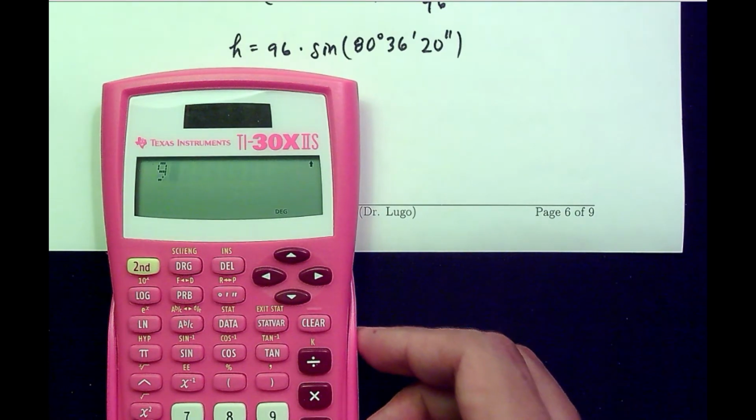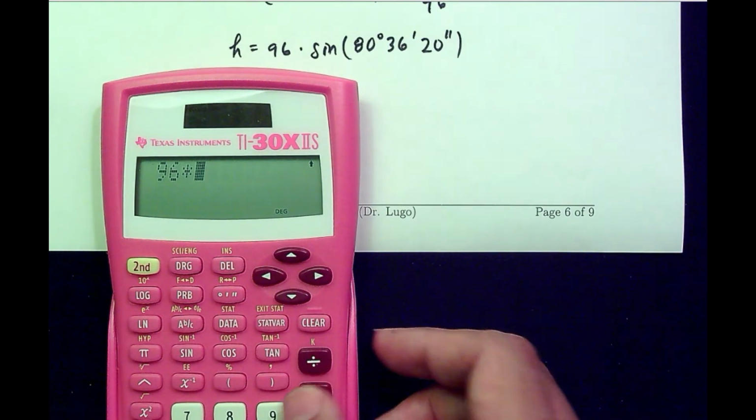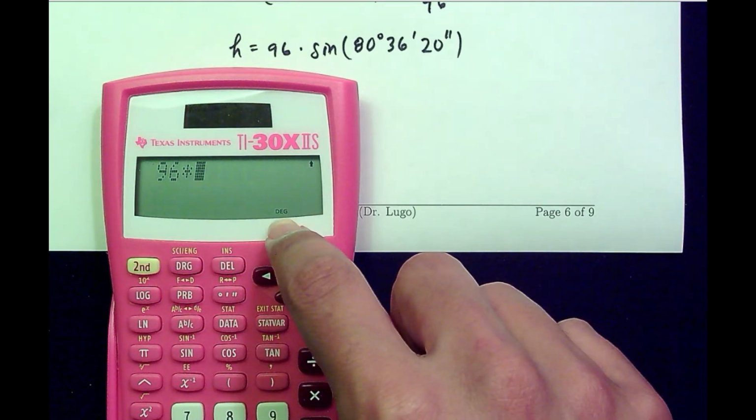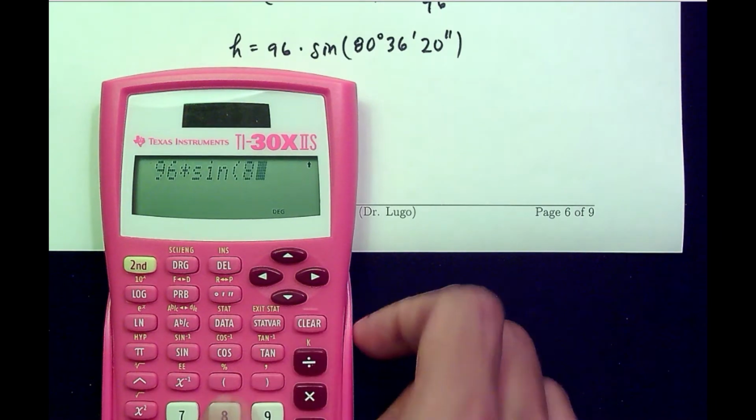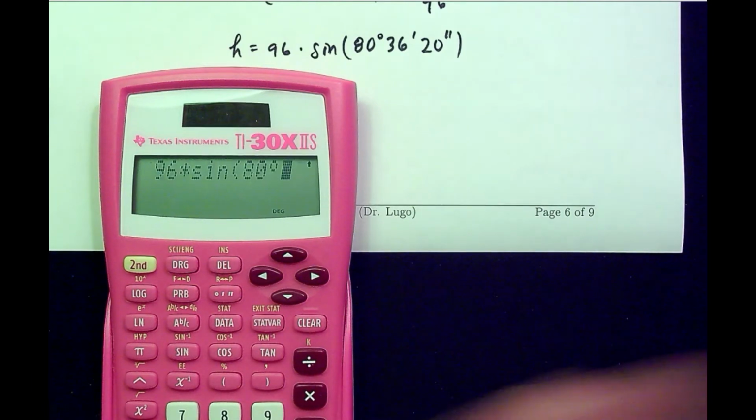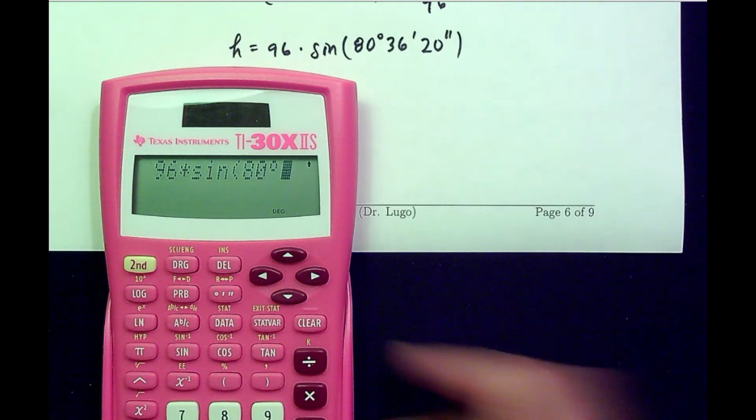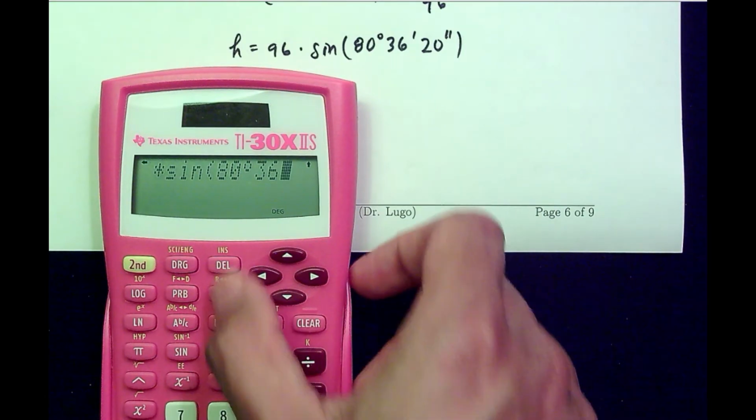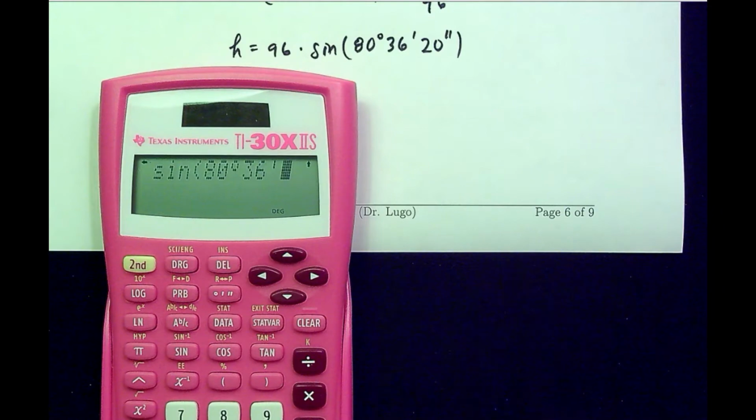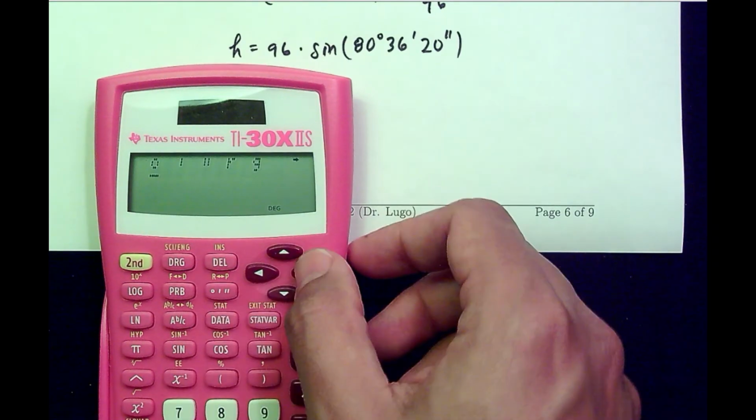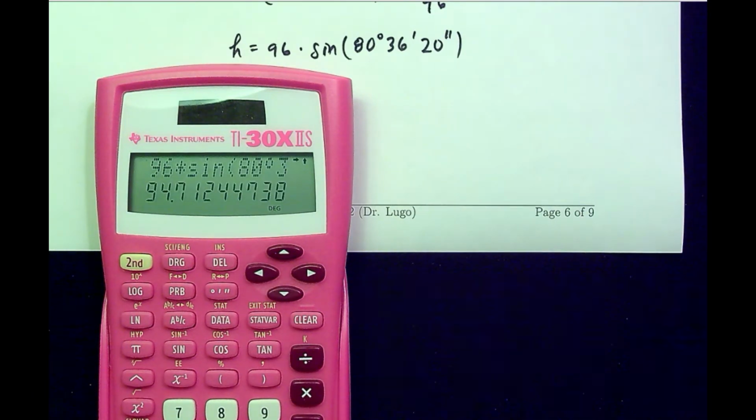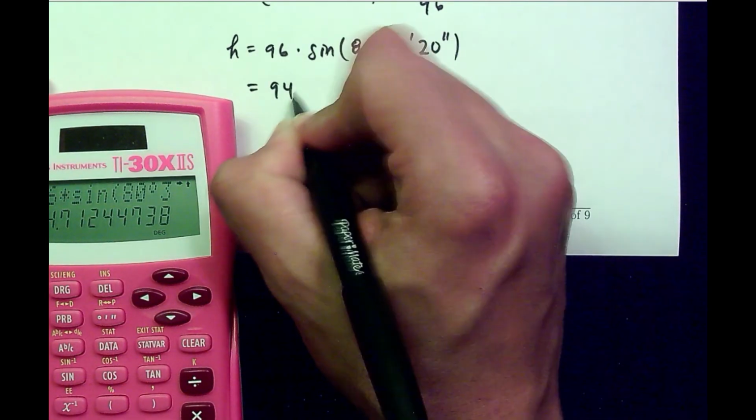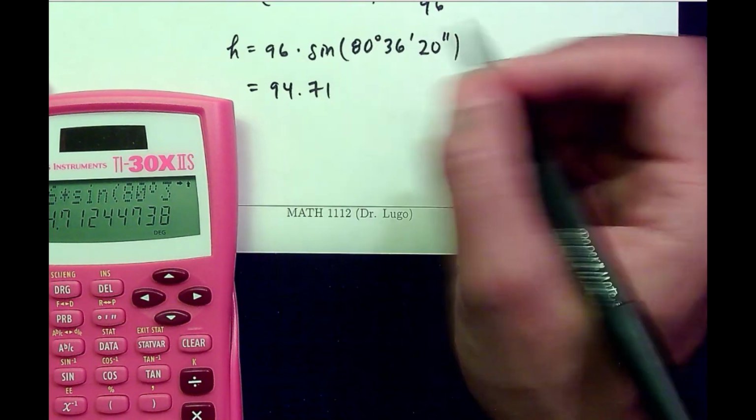So I'm going to enter 96 times, and again make sure it's on degrees. So it is. So times sine, and then 80, and I hit that to enter degrees. And now 36, and I hit that to say it is minutes, and then 20, and I hit that, and I go to seconds. Enter. Close, and that's what we get. We get 94.71.